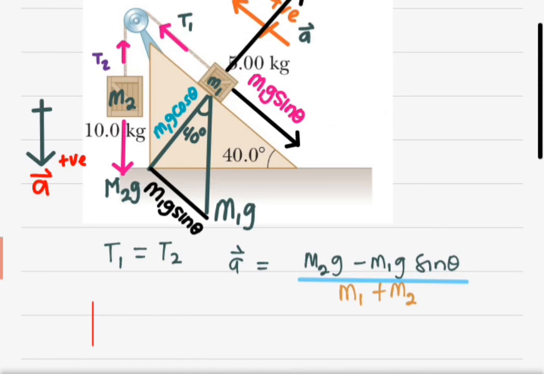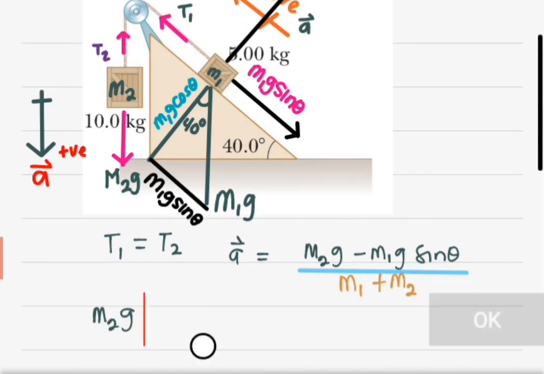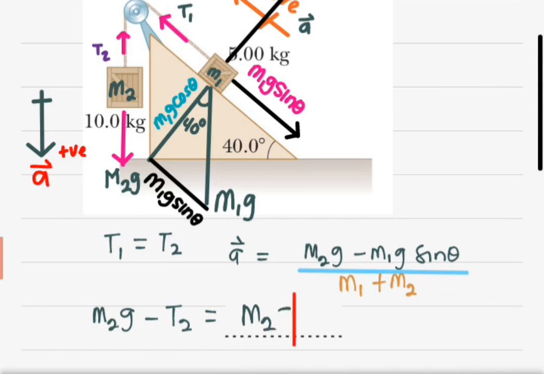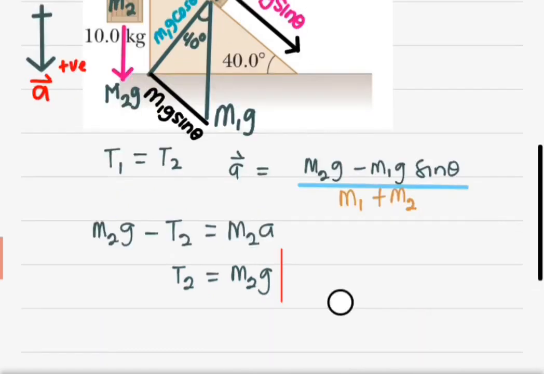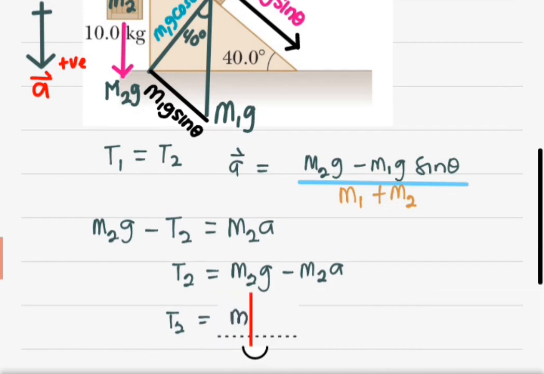So what we're going to have is M2g, and T2 is going to be negative. So we're going to have minus T2, and according to Newton's second law, the net force acting on a system that is on this block must equal ma. So therefore, once we find our acceleration, we can simply say that T2 is equal to M2g minus M2a. So T2 is going to equal M2 times (g minus a).